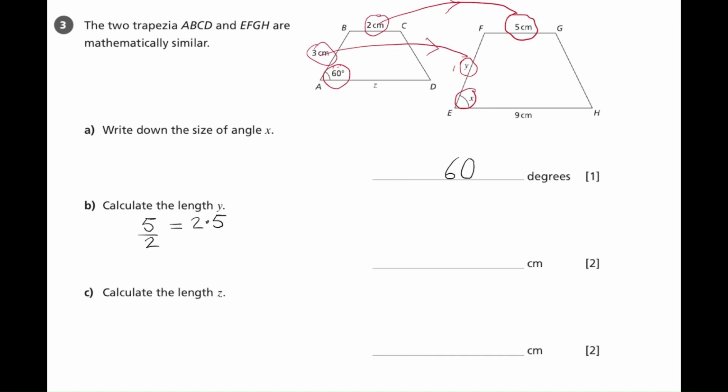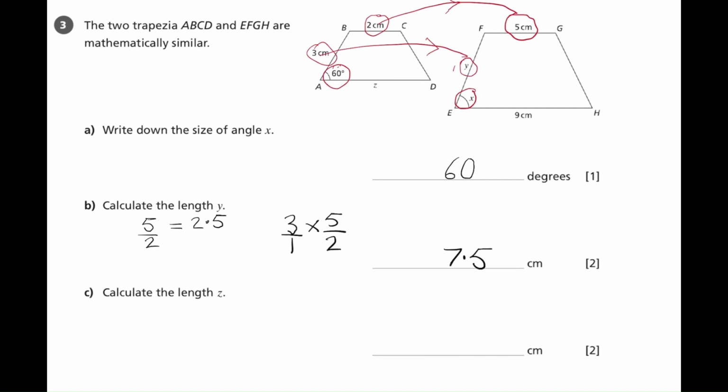So in order to work out the length of y, we take the 3 centimeter side and we multiply it by 5/2. 3 is 3/1, so that will give us 15/2, which is 7.5.